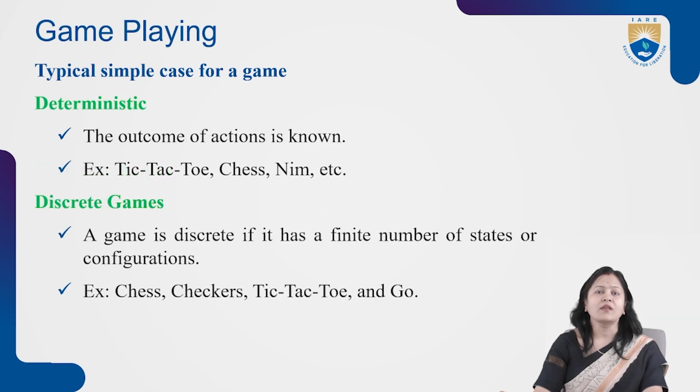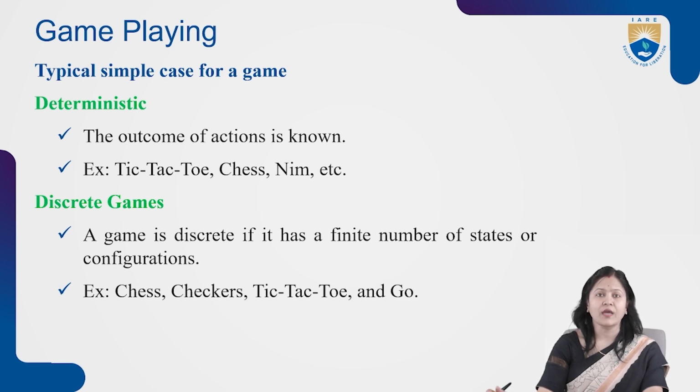And the next one is the deterministic game. Deterministic means the outcome of an action is known. For every action, if the outcome is known in advance to the user or to the agent, then it is called a deterministic game.